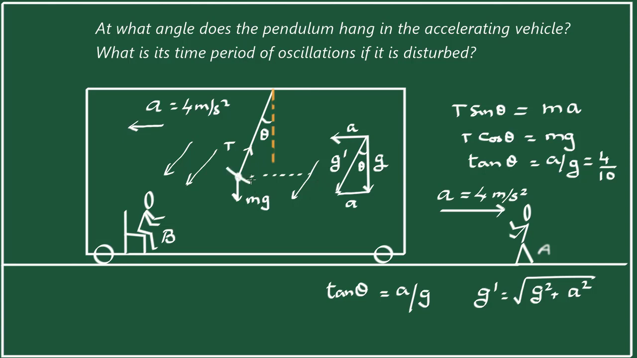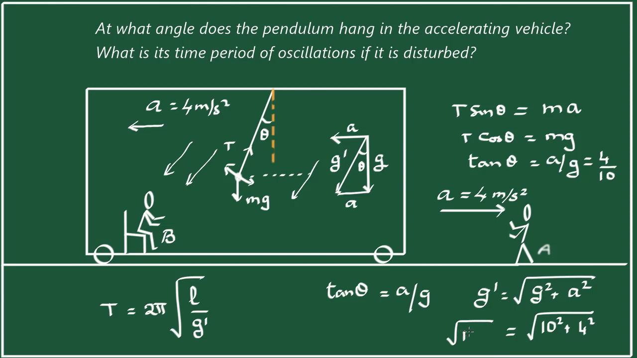So if I now disturb the pendulum so that it oscillates with small oscillations, we can immediately write down the time period is going to be 2 pi root L by G prime. As simple as that. So for our example, this is going to be 10 squared plus 4 squared, and that is square root of 116. So the time period is going to be 2 pi root of length of the pendulum divided by root 116.